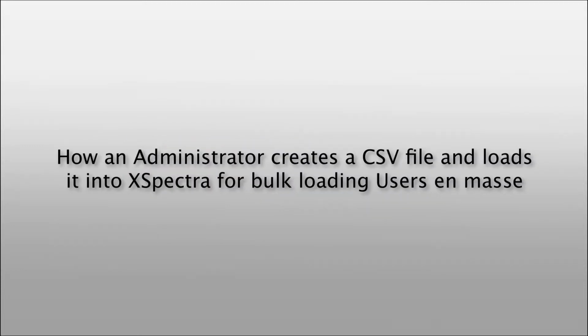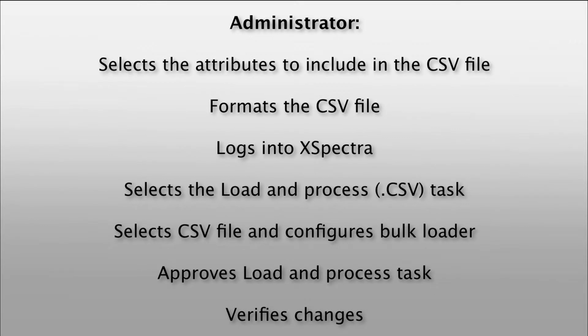In this session, we'll be showing how an administrator creates a CSV file and loads it into XSpectra for bulk loading users and mass. I'll be showing how an administrator selects the attributes to include in the CSV file, formats the CSV file, logs into XSpectra, selects the load and process task, selects the CSV file and configures the bulk loading task, approves the load and process task, and verifies the changes.